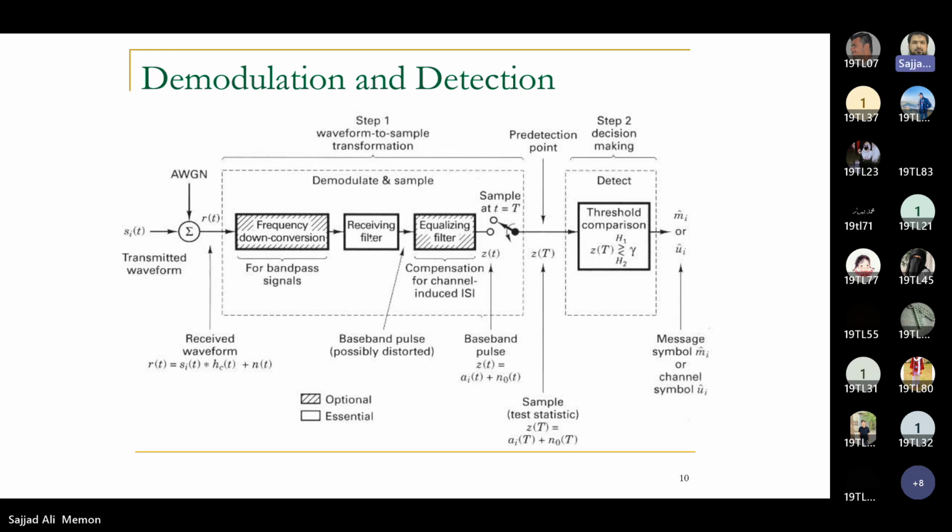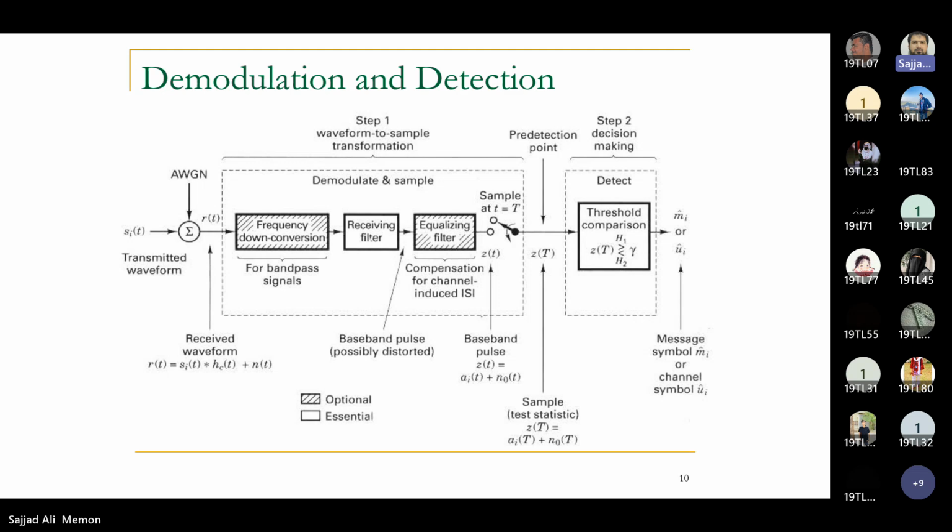The equalizing filter is again an optional block. If the channel induces ISI, then you must use it to remove any shape distortion that occurred during the transmission of the transmitted waveform. Then we have detection, where we have threshold comparison. We have two hypotheses, and Z of t is the test statistic, because up to this point, this is R of t.